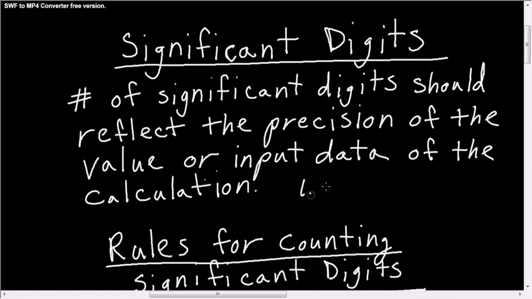Maybe it's 1.8762947, right? You get these really, really long numbers, but you couldn't possibly know the numbers that you are measuring to this many digits of significance or accuracy, or precision, I mean, with most measurement instruments we're going to be dealing with in this class. And so we use what we're going to call significant digits. The number of significant digits that you report should reflect the precision of the value or the input data of your calculation.